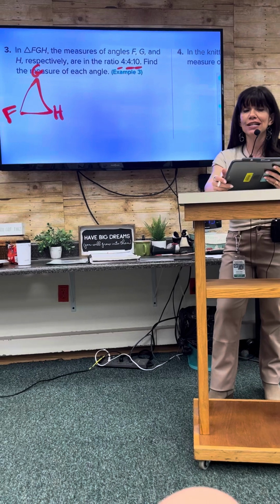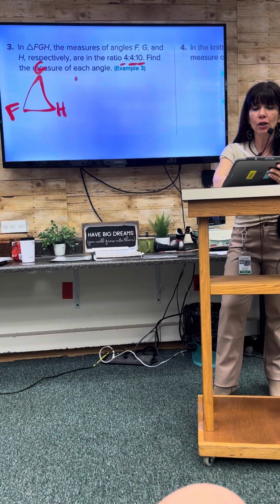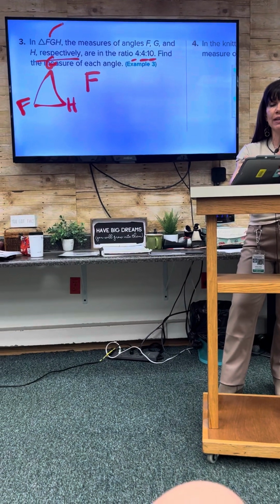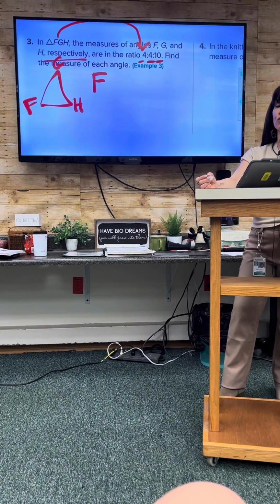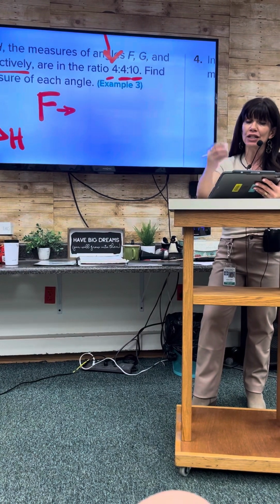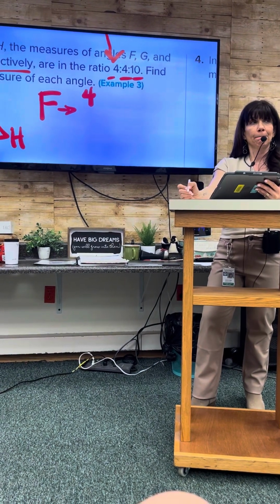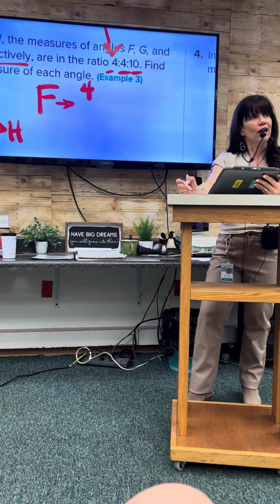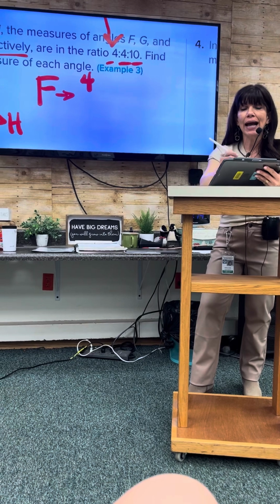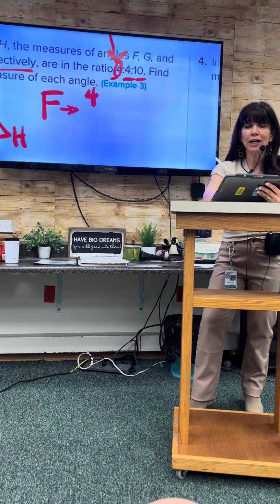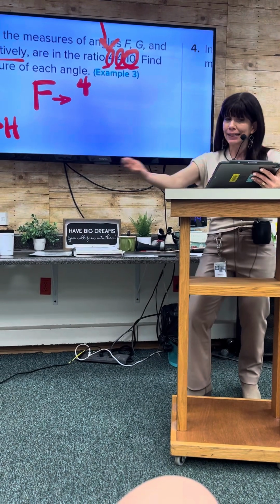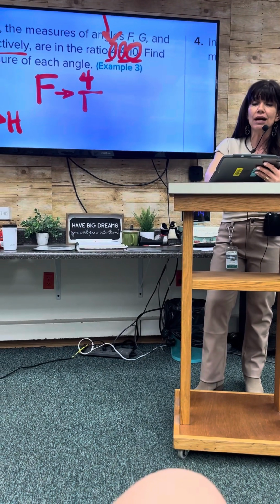So write yourself these notes. For the angle F, notice how it says respectively. So the first letter is F and the first piece of the ratio is 4. So for angle F, please write a ratio that begins with 4. And then ask yourself, how many are there in all if I add up 4 parts plus 4 parts plus 10 parts? How many parts in all? 18. Make that your denominator.